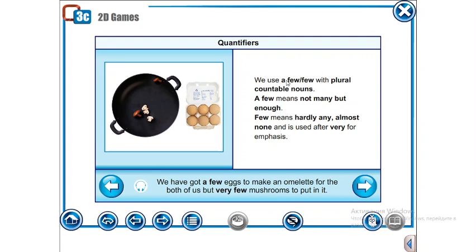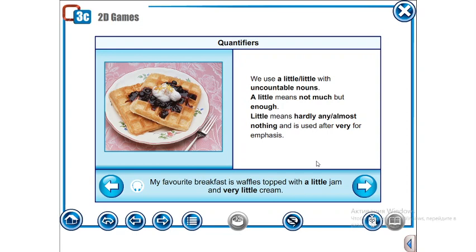We use few with plural countable nouns. A few means not many but enough. Few means hardly any, almost none, and is used after very for emphasis. We use a little with uncountable nouns. A little means not much but enough. Little means hardly any, almost nothing, and is used after very for emphasis.